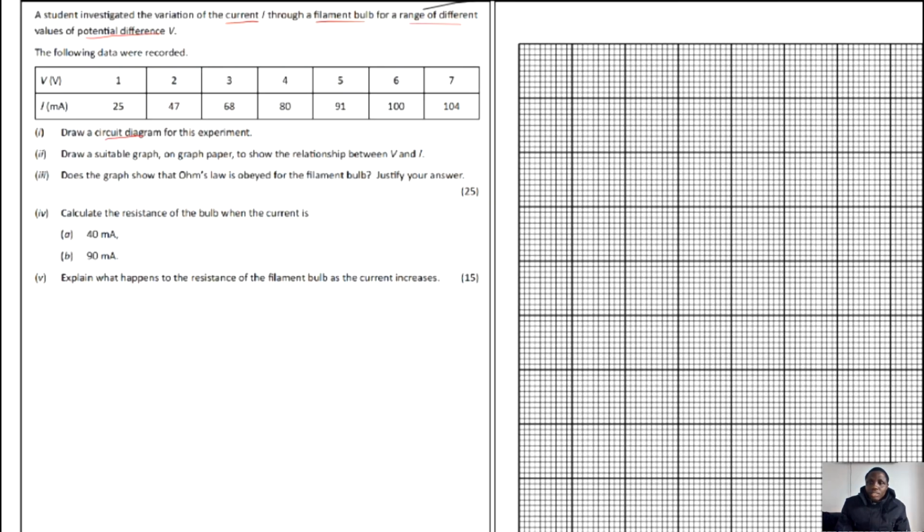We are told that the experiment was carried out by passing current I through a filament bulb. So we are going to have a filament bulb, an ammeter for measuring current I, and a voltmeter for measuring the value of potential difference. These are the apparatus we are going to need for this experiment.